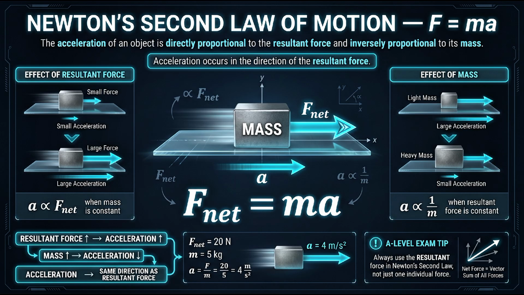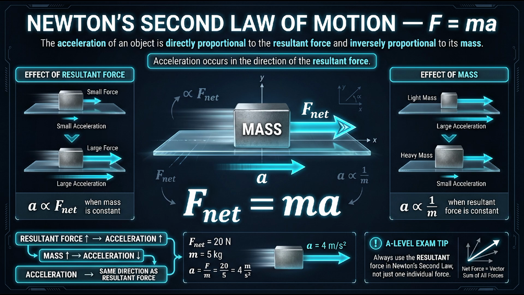The central equation, F net equals ma, allows us to calculate any one of these 3 quantities when the other 2 are known. If we know the resultant force and mass, we can calculate acceleration using a equals F net divided by m. If we know the mass and acceleration, we can calculate the resultant force using F net equals ma. And if we know the resultant force and acceleration, we can calculate mass using m equals F net divided by a. This makes Newton's second law an extremely useful equation for solving numerical problems.